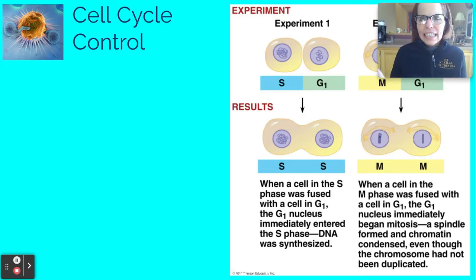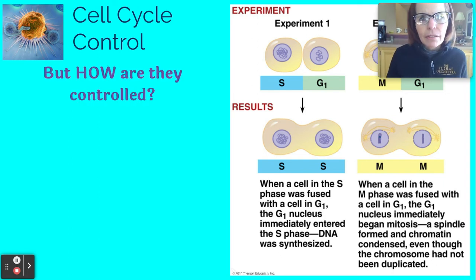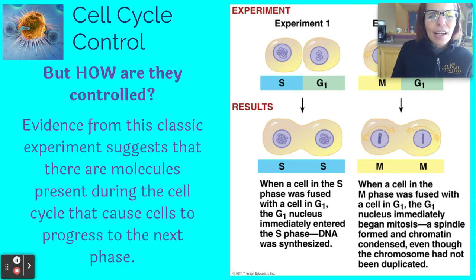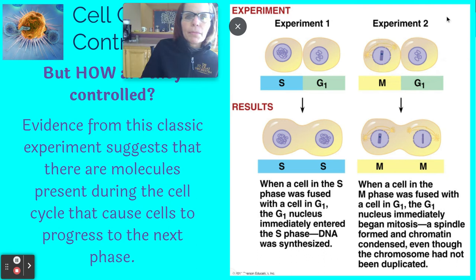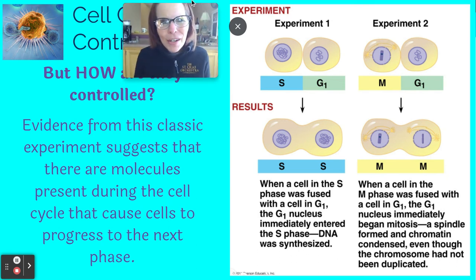Okay, so let's take a look just to give you kind of background information on how the cell cycle can be controlled. So I said, how are they controlled? I'm telling you that they're controlled, but it's a weird concept. So it says, evidence from this classic experiment, I'll move my picture, suggests that there are molecules present during the cell cycle that cause cells to progress to the next phase. So let me get my picture out of the way. I've got two experiments going on.